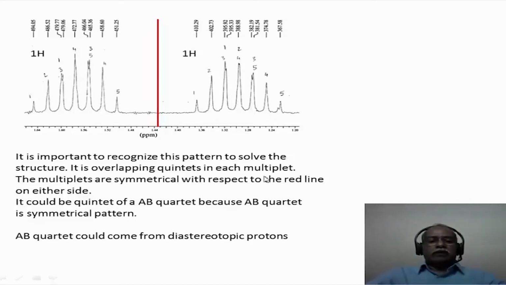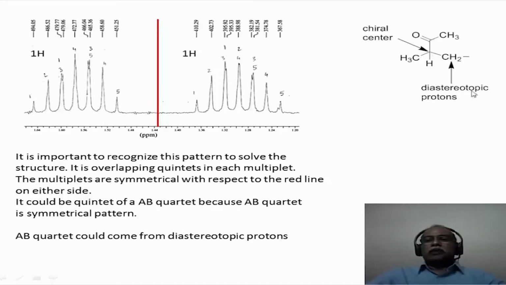So what would have happened is, it's possible that there was an AB quartet, and the AB quartet is further split into a quintet by means of a coupling between the two hydrogens first. The AB quartet comes from a diastereotopic type of hydrogen. So if you have, for example, this particular fragment which we have already identified, this carbon is a chiral carbon. So this CH2 here is a diastereotopic hydrogen no matter what group you attach in this particular position. Because this is a diastereotopic hydrogen, this would appear as a symmetrical AB pattern.